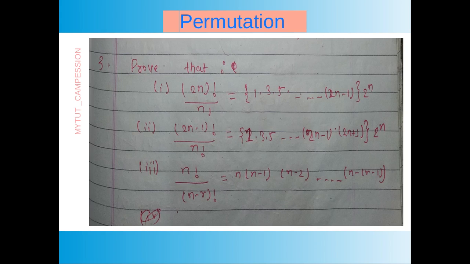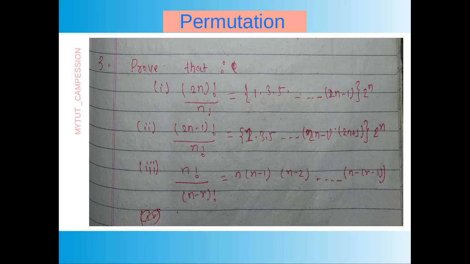Now third question is, prove that 2n factorial divided by n factorial equals 1 into 3 into 5 into 2n minus 1 into 2 to the power n. Means here is odd number multiplication into 2 to the power n. Similarly here is second question, 2n minus 1 factorial divided by n factorial equals 1 into 3 into 5 dot dot dot 2n minus 1 dot n plus 2n plus 1 into 2 to the power n.